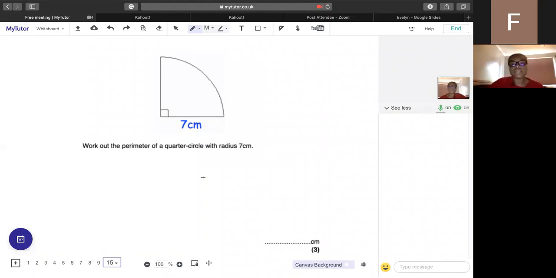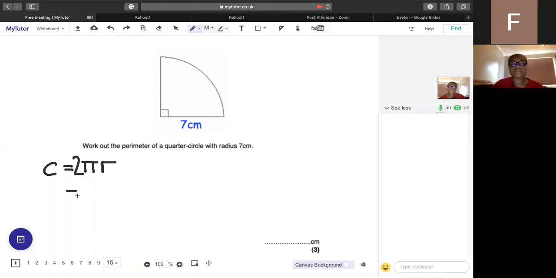So first of all, let's try and work out the area of the arc. So we need to work out the area, not the area of the arc, the length of the arc. We need to work out the circumference of the entire circle and then divide it by 4, because this is a quarter of the circle. So remember, circumference is 2 pi r.